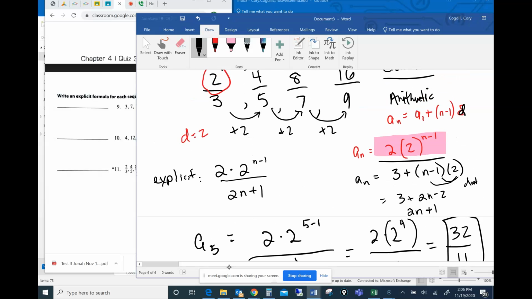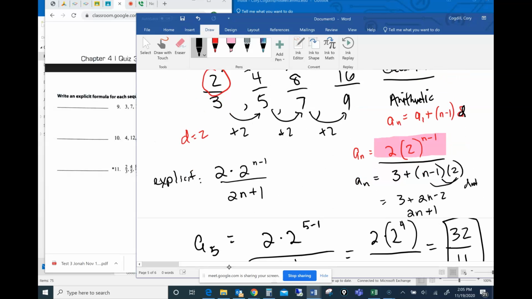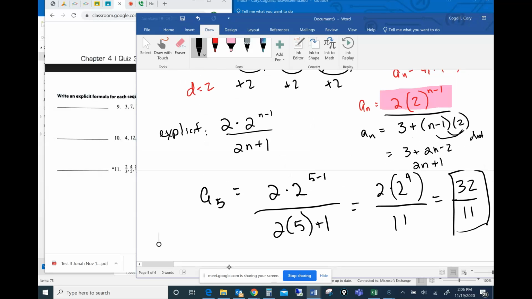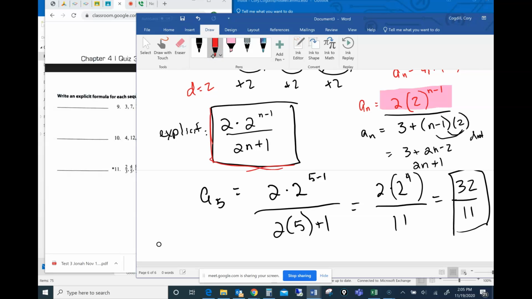We could keep doing this and get more and more terms, but the answer that we're looking for is right here in this box, okay? Okay, so that's all as far as the quiz goes.